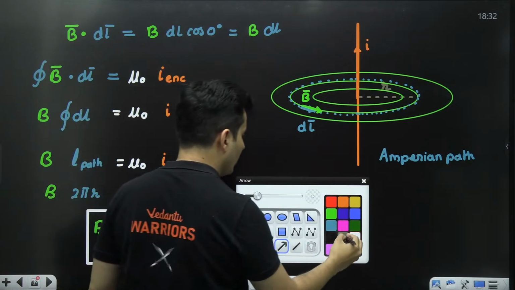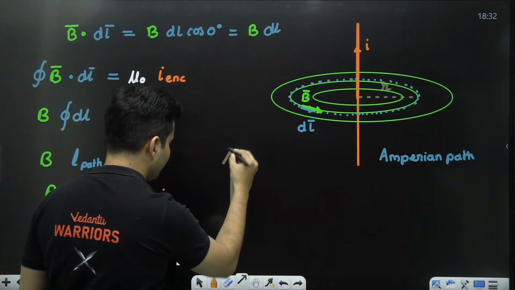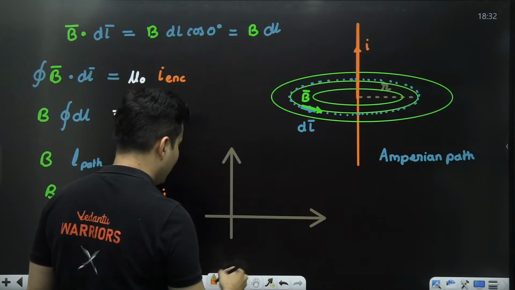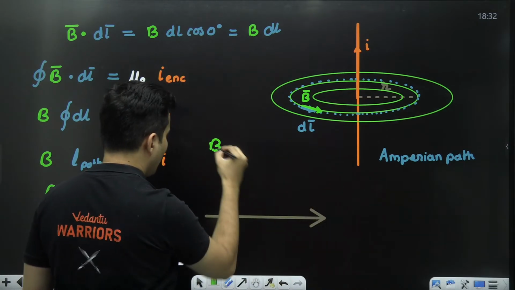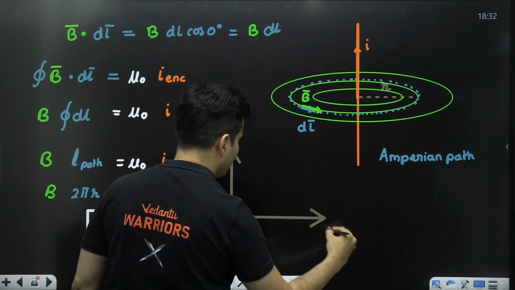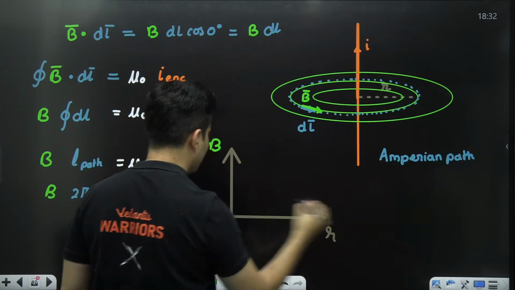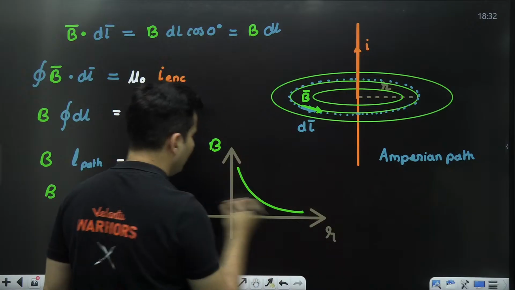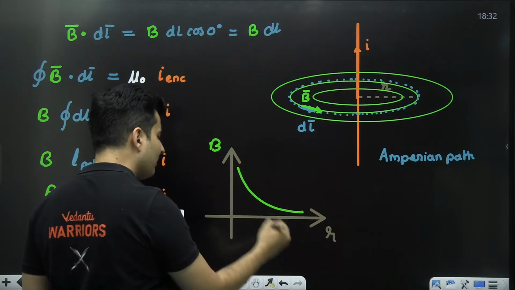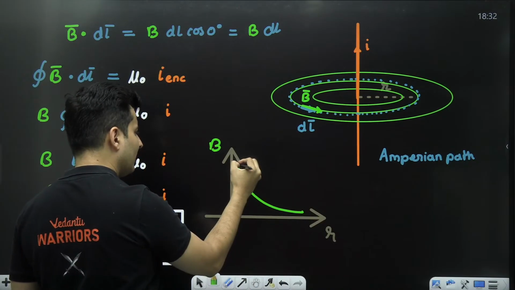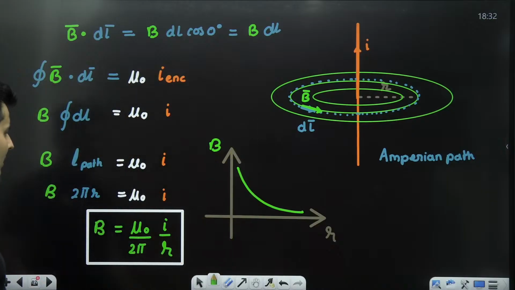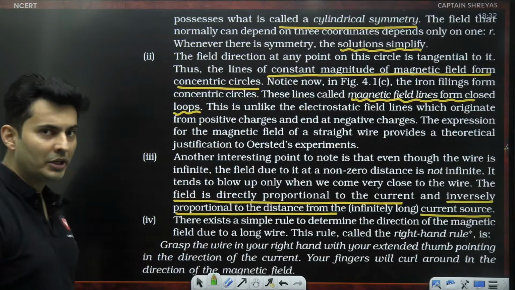In fact, if you draw the graph of the magnetic field versus the distance, that graph will look something like this. The farther you go, the field will reduce. The closer you come, the field will become extremely large. That is what the third point says.